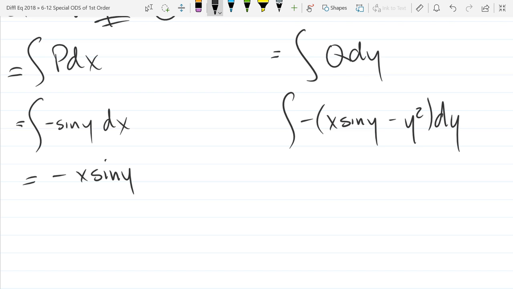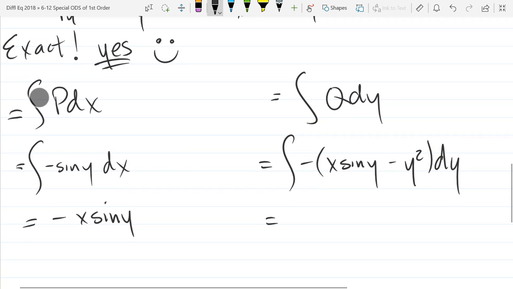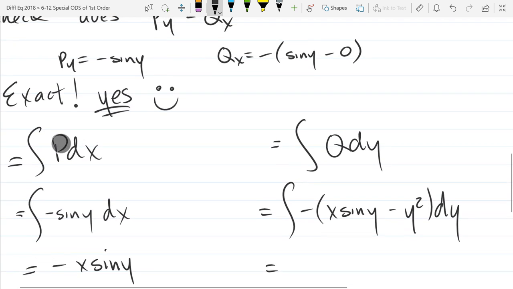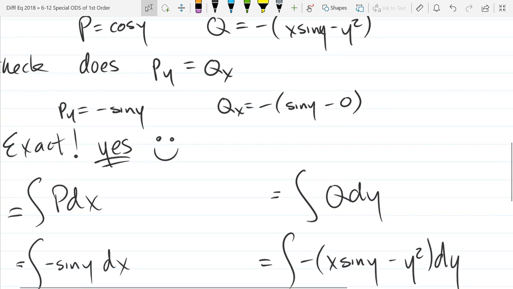And you don't have to write a plus constant. We'll just do our plus constant when we put everything back in. We union it all together, because you really only get one constant when integrating once. You're not going to get two separate constants. But P is already the f sub x, right? And that was listed as cosine.